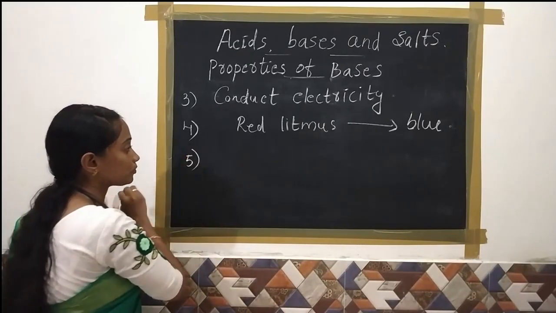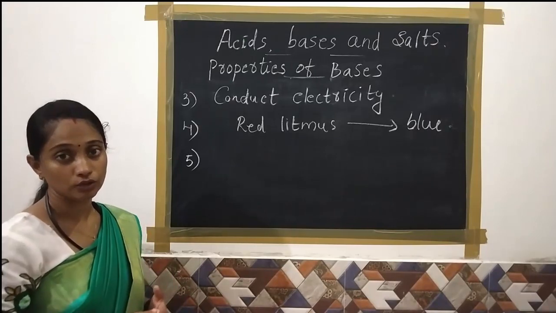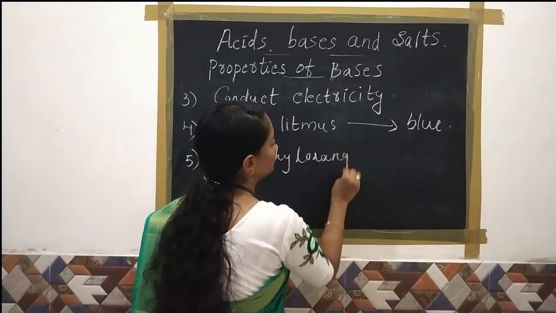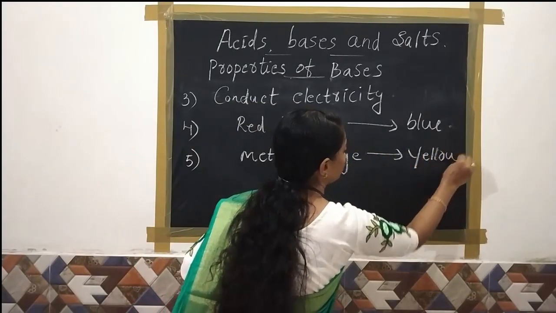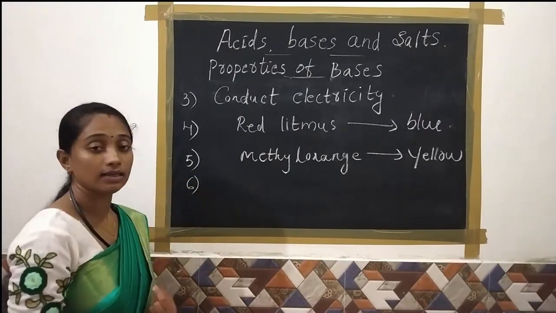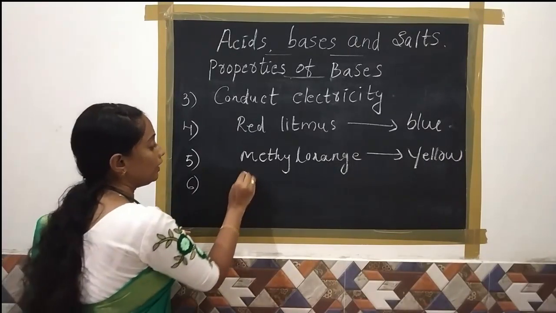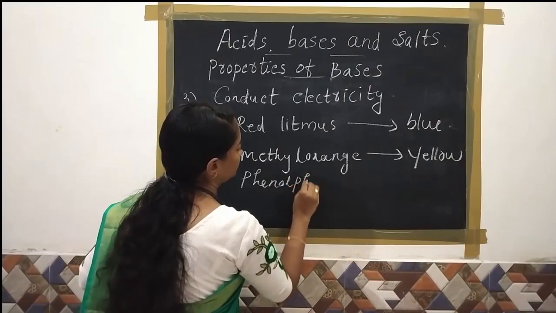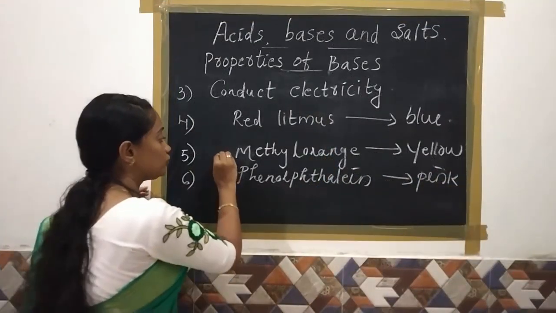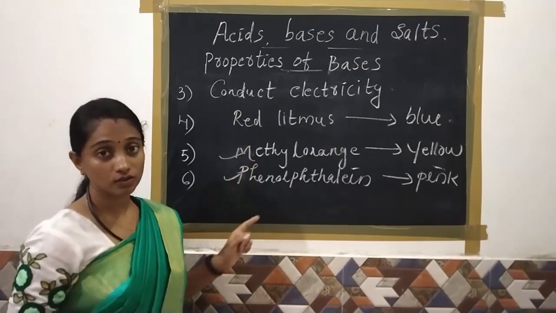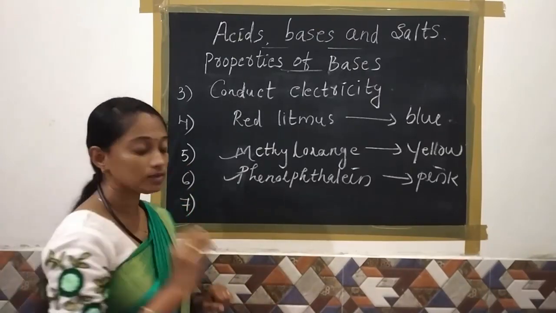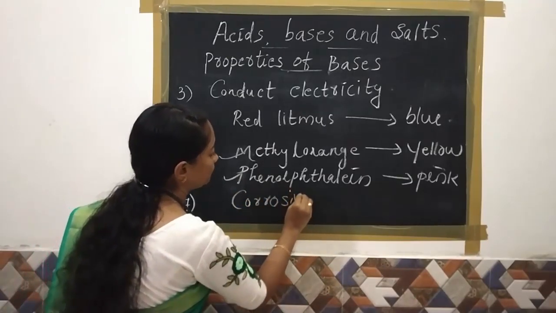And the fifth property: all bases turn methyl orange to yellow color. Methyl orange is a synthetic indicator. And the sixth: all bases give pink color with phenolphthalein. These two are synthetic indicators, and they help us to test whether a substance is an acid or a base. And the last property: all bases are corrosive in nature.